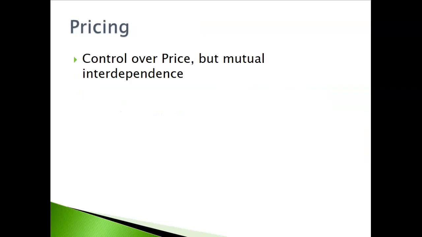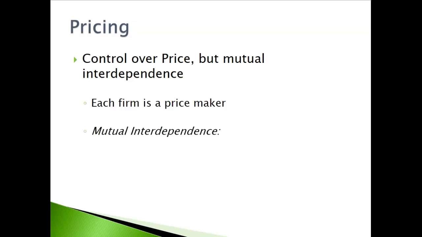So pricing. They do have control over pricing, but it's mutual interdependence. So what one firm does, because each of the major players has enough of the market power, they do influence the price. And so the others are dependent on that. They have to react to that. And that's going to play a role in some cases. So each firm is a price maker.